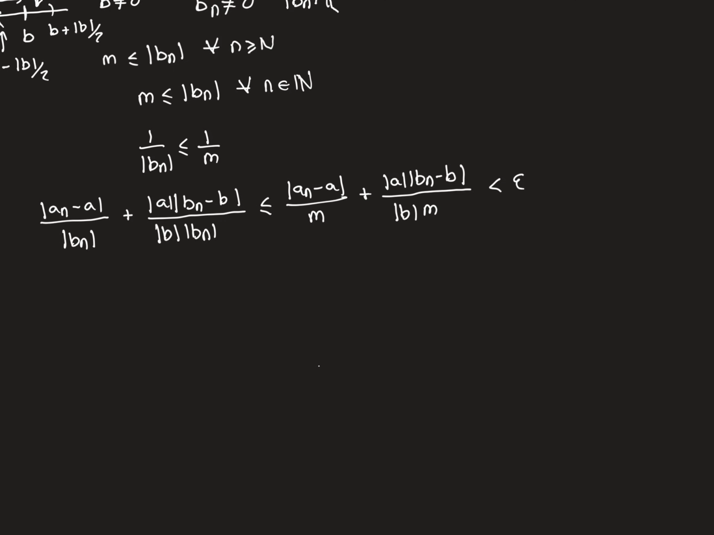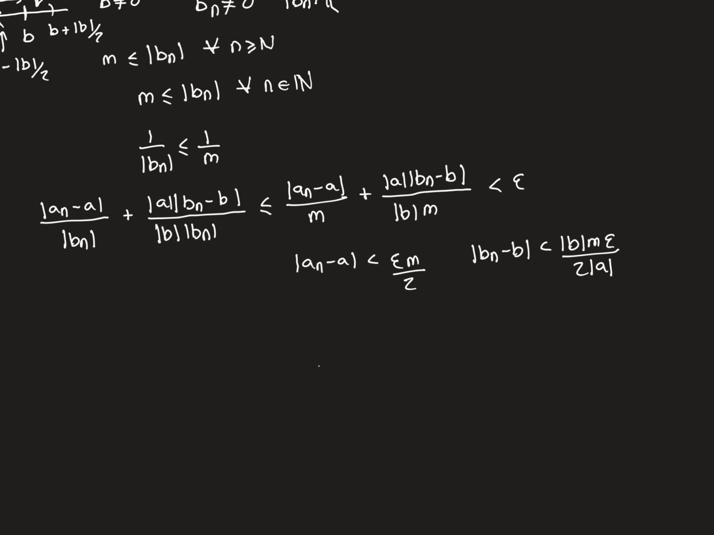So we're going to make mod an minus a less than epsilon over, I've made a slight mistake there, let's rub this out. So it will need to be less than epsilon times m over 2, and mod bn minus b will need to be less than mod b m epsilon over 2 mod a.